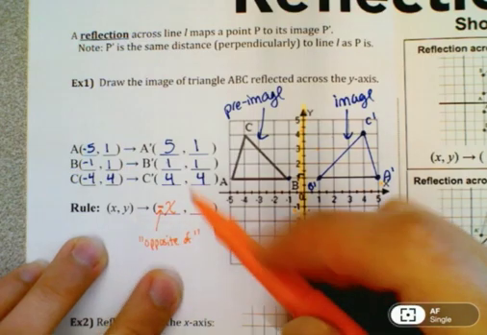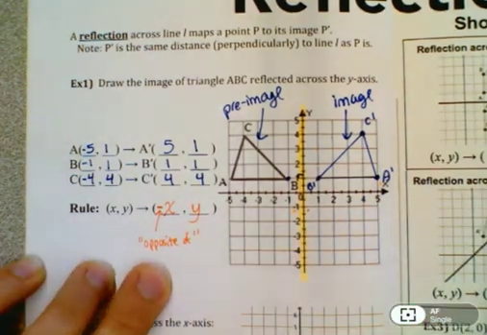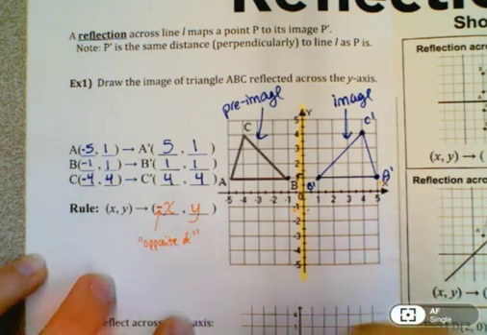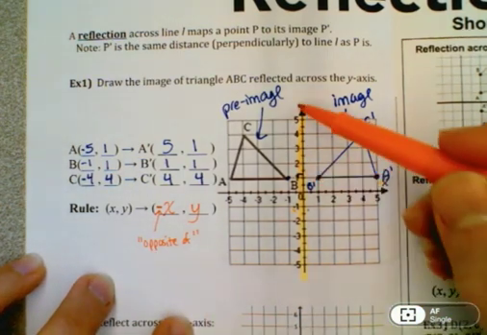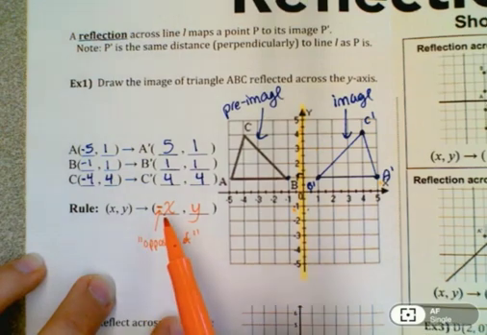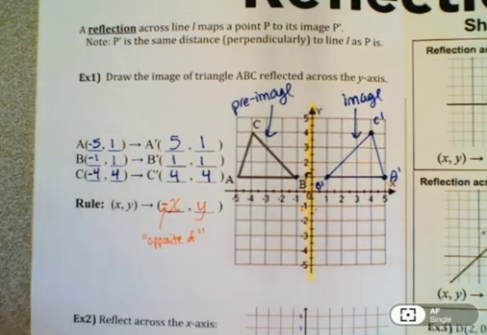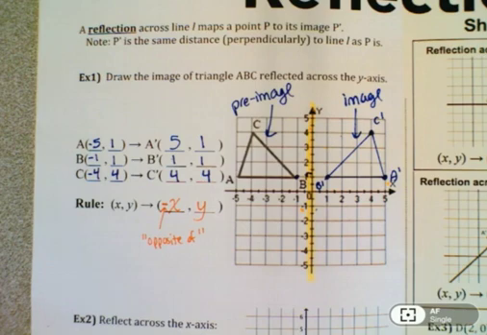And since our y's stayed the same, I'm just going to put a y there, and that's the rule. And this is actually the rule for any figure if you reflect it across the y-axis. The x's will switch to the opposite of whatever they were, and the y's will just stay put. So that'll always be our rule for reflecting across the y-axis.